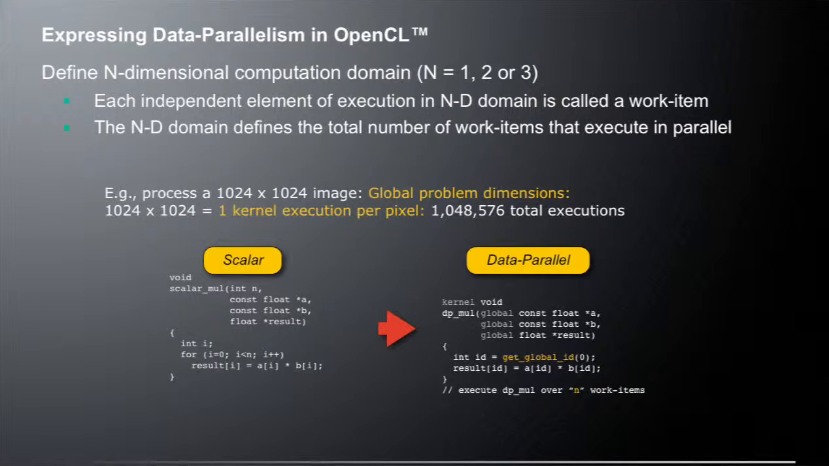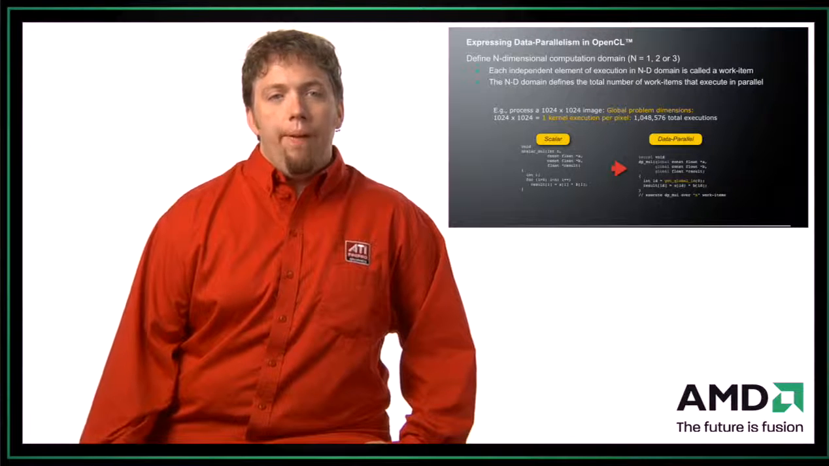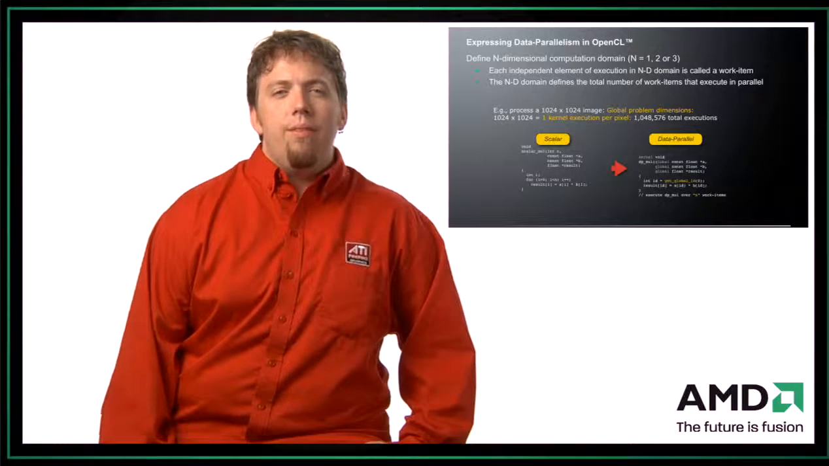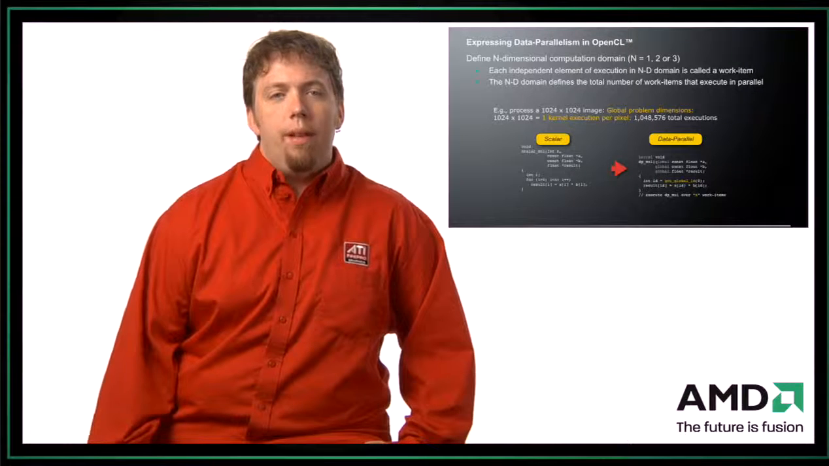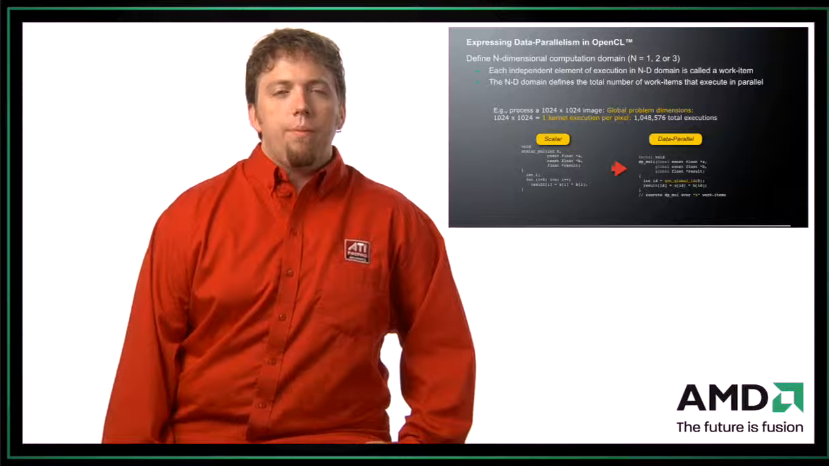Let's first talk about how we can express data parallelism in OpenCL. Let's say we want to define an n-dimensional computation domain, where n is equal to 1, 2, or 3. If n is equal to 1, that would be a vector, just a one-dimensional array. If n was equal to 2, that's something like an image. Or if we wanted to process a volume, that would be n equal to 3.